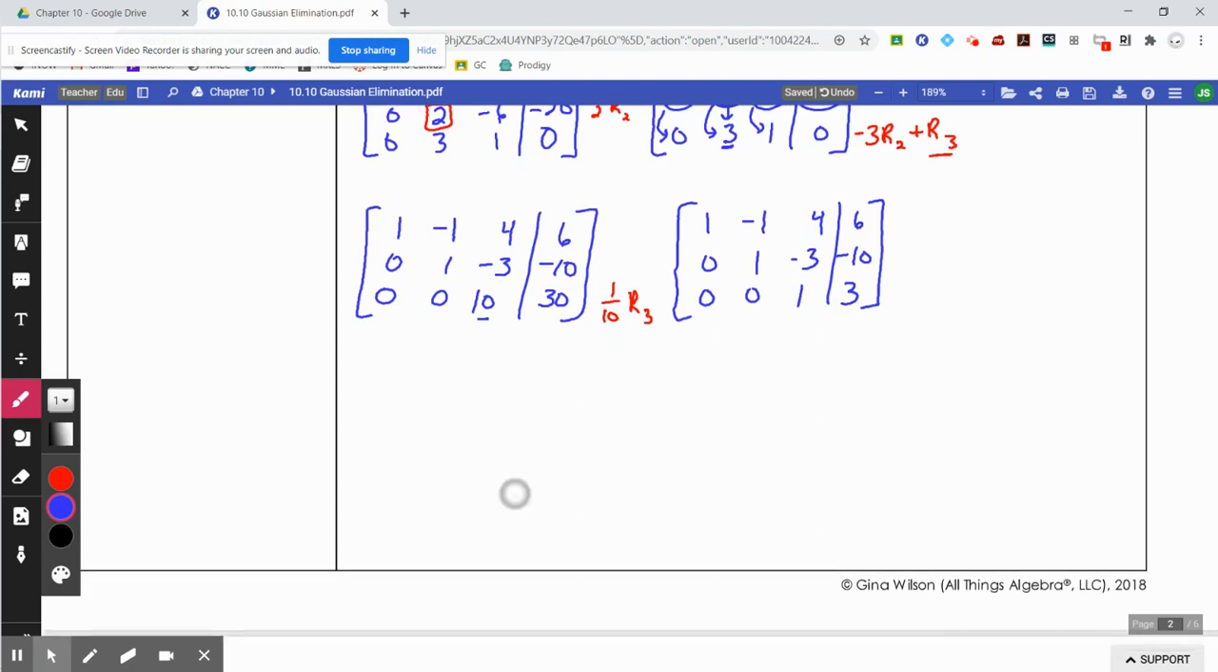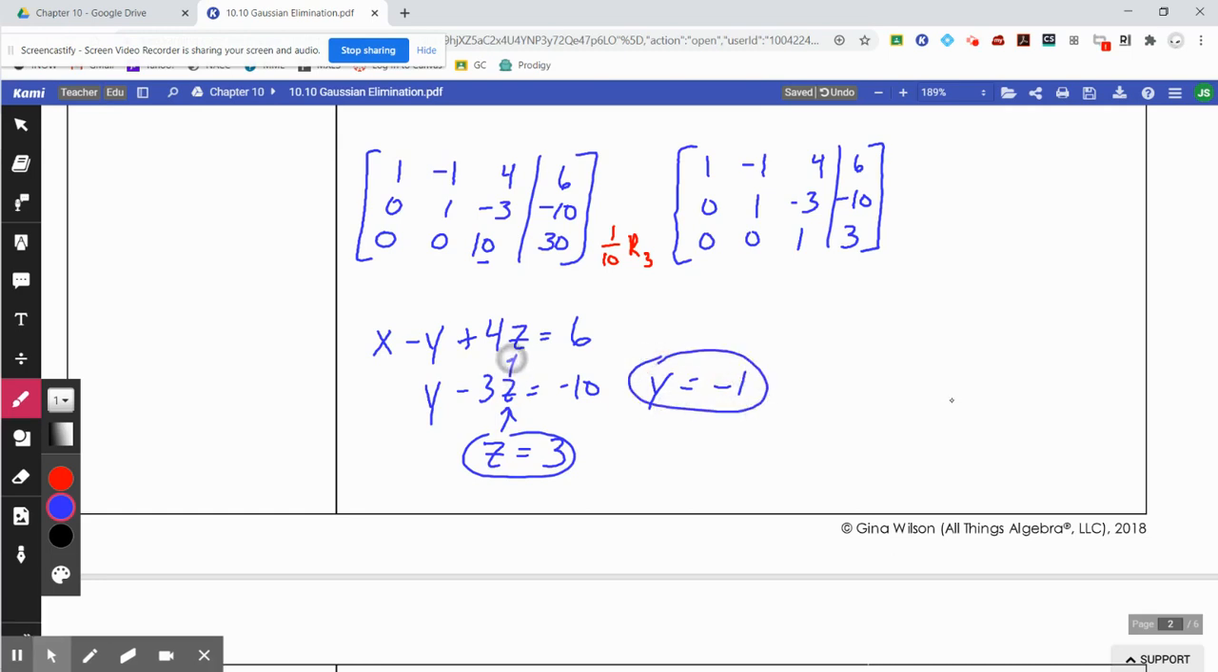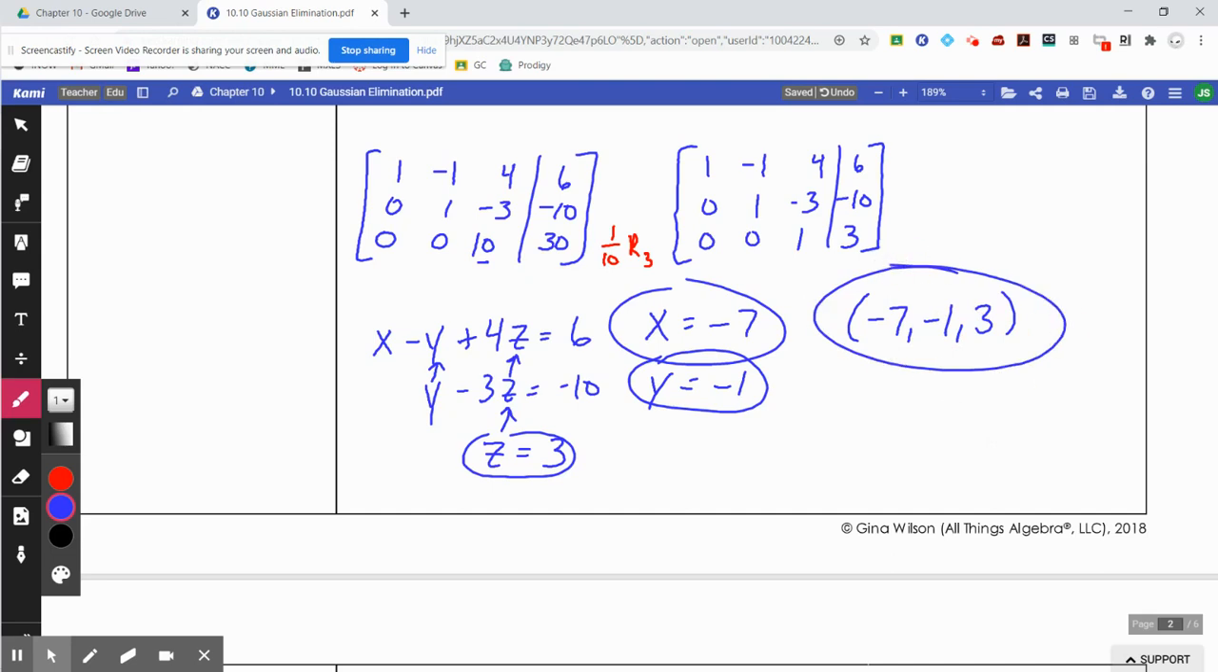So let's go ahead and write that back as a system. And we now just simply use back substitution. Since z is 3, plug it in here. That tells you that y is equal to -1. And since z is 3 and y is -1, plug it in here and here, and that tells me that x is equal to -7. So therefore, my solution is -7, -1, and 3.